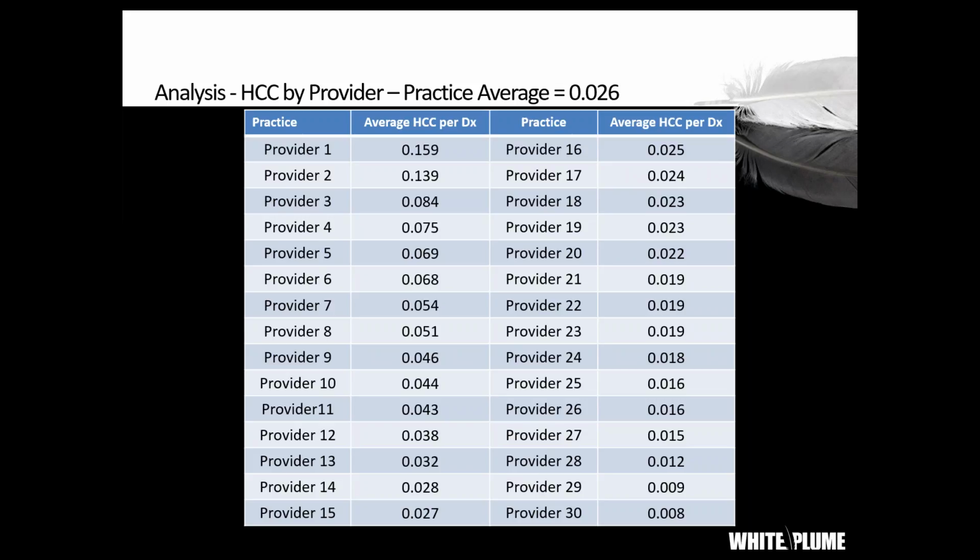and the top 10% are doing over 10 times better than the bottom 10%, right? The difference is not in patient acuity. The difference is in how they code.